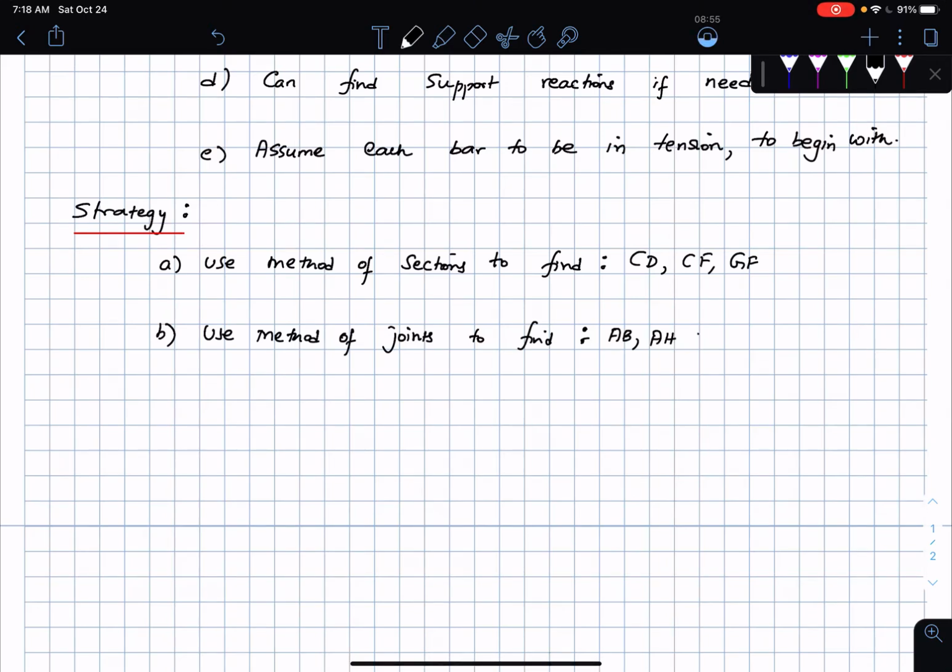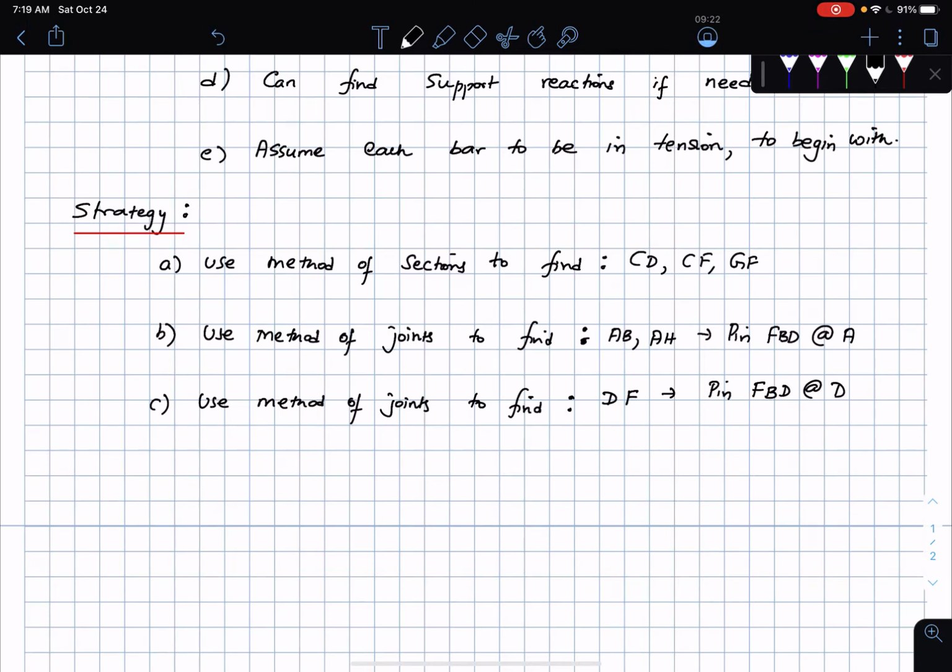Okay, so for this I need the pin free body diagram at A, and then the third is use method of joints to find the force in the bar DF. Okay, so this is by drawing the pin free body diagram at the point D.